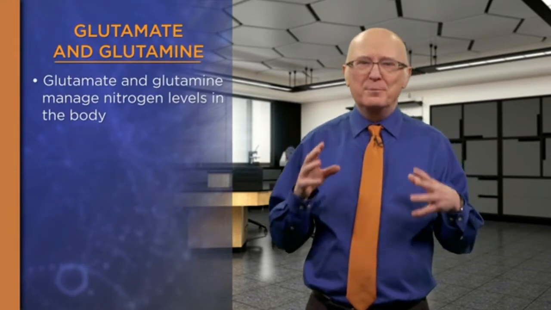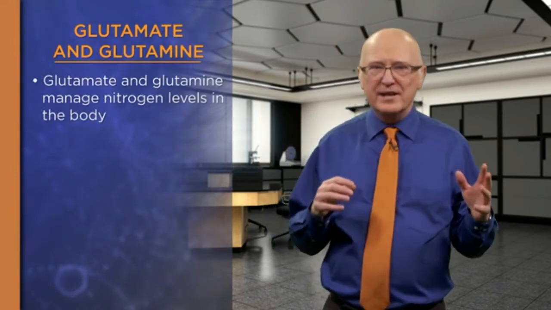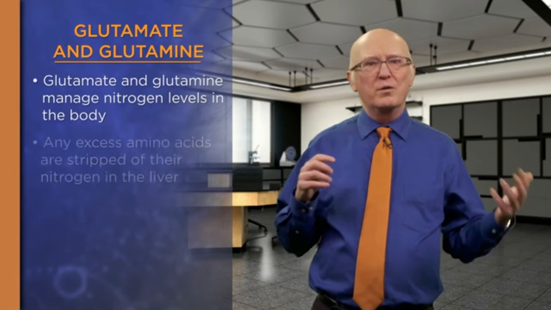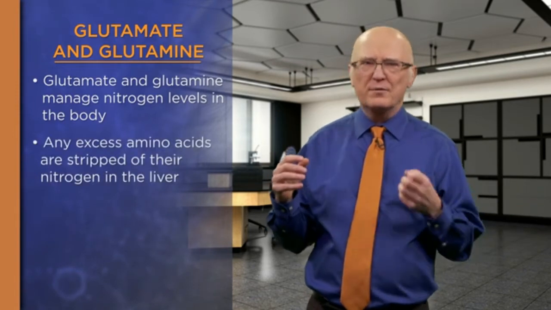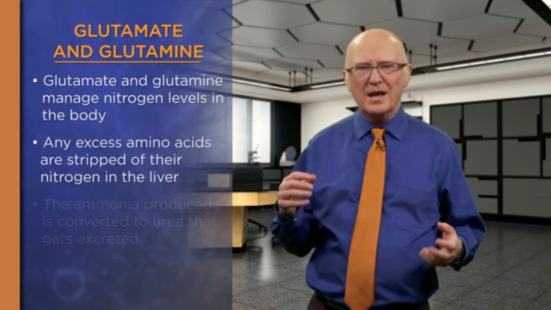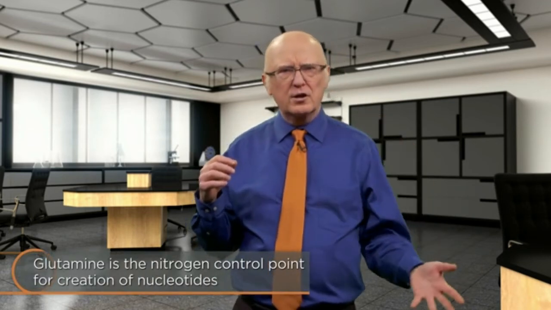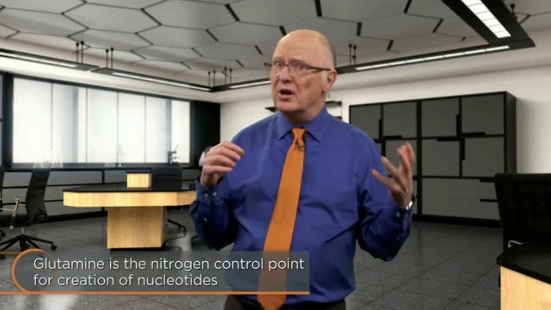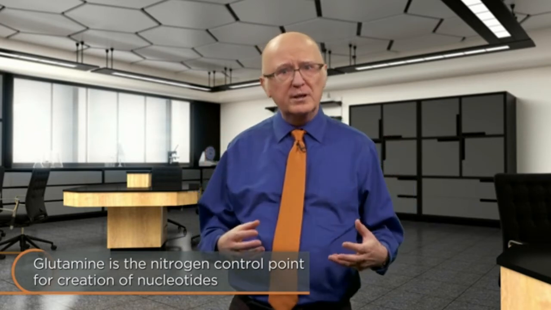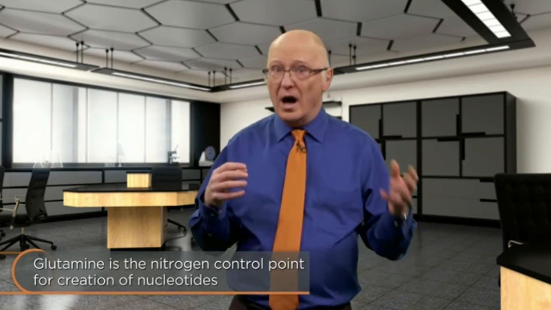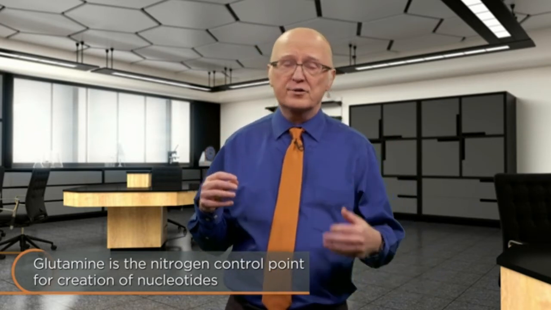Okay. So glutamate and glutamine between them play important roles in managing nitrogen levels in our bodies, with any excess amino acids stripped of their nitrogen in the liver. The ammonia produced is converted to urea, and that gets excreted. In addition to its other roles, glutamine is also the nitrogen control point for creation of nucleotides, which are the building blocks of nucleic acids, another critical area of nitrogen metabolism.